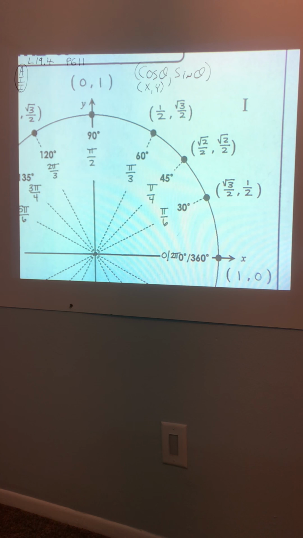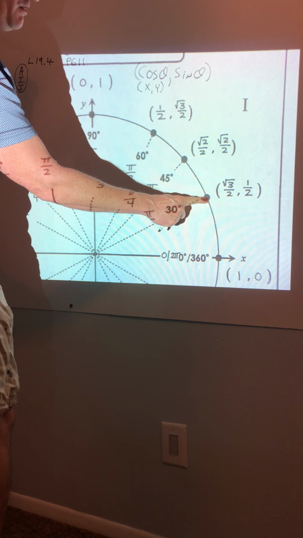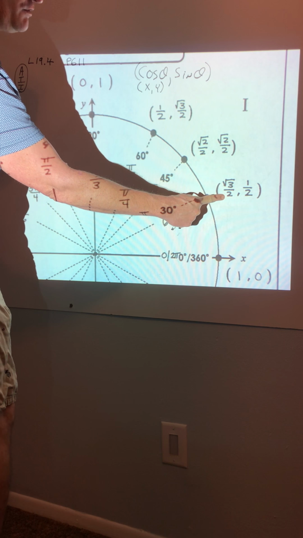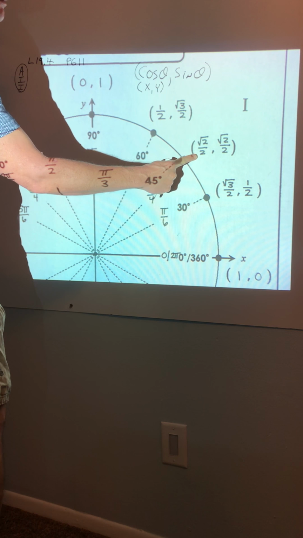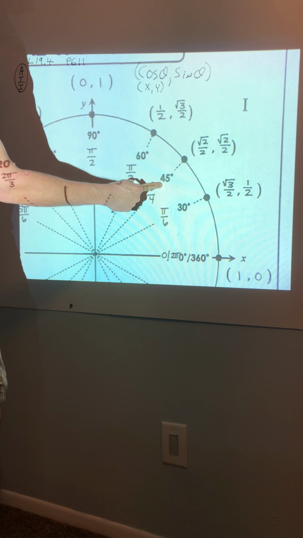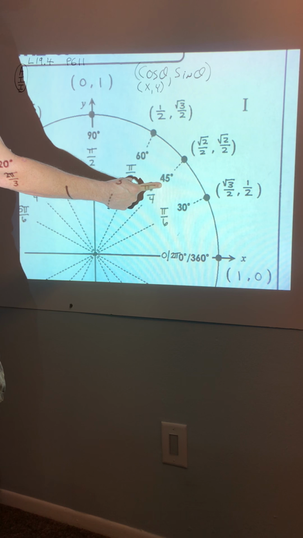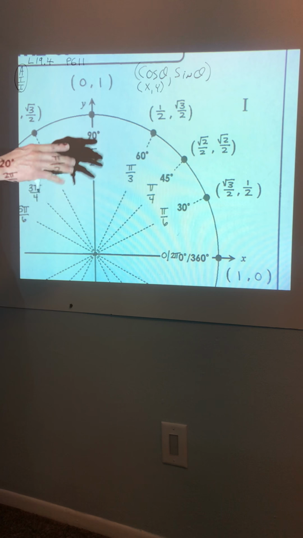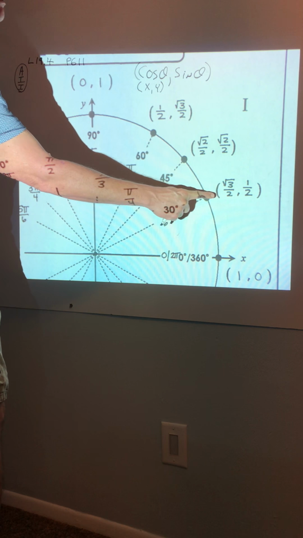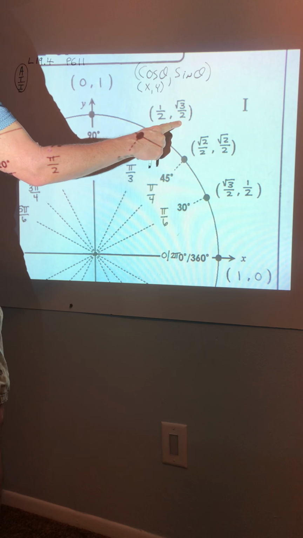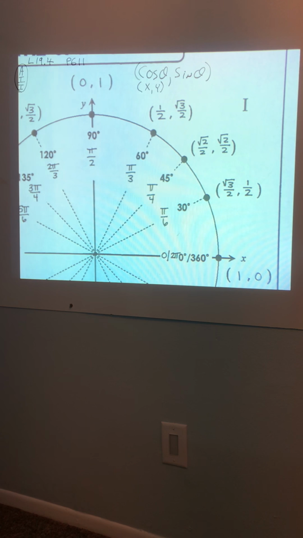Look at your values for these ordered pairs. At 30 degrees, square root of 3 over 2, comma 1/2. 45 degrees, square root of 2 over 2, square root of 2 over 2. Why are they the same? It goes back to a 45, 45, 90 triangle. Oh Lord, I just mentioned geometry, don't go nowhere. And look, 60 degrees, the ordered pair is the reverse, okay? 1/2, comma, square root of 3 over 2, okay?